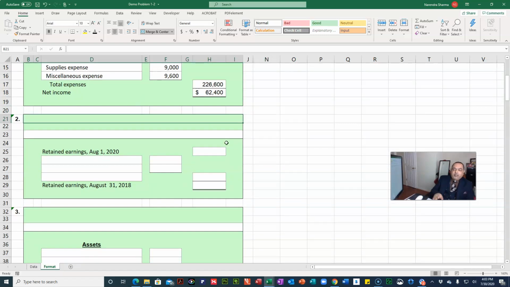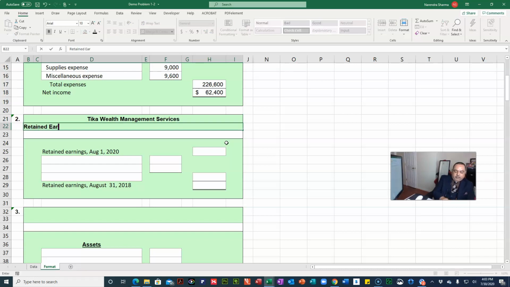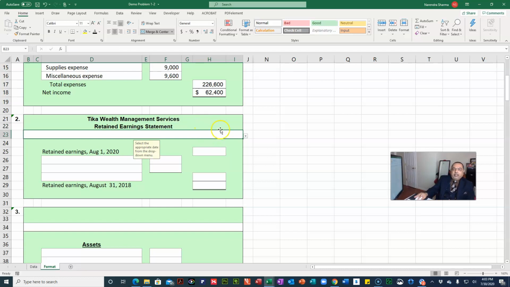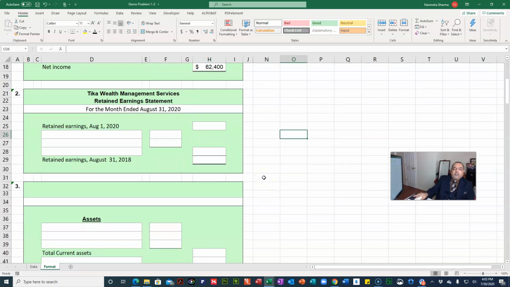So on the top, I'm going to write the name of the company, Tika Wealth Management Services. And then I'm going to write a retained earnings statement. That's the second statement I'm preparing. And that is also for the period. So I'm going to use this one for the month ended August 31st.